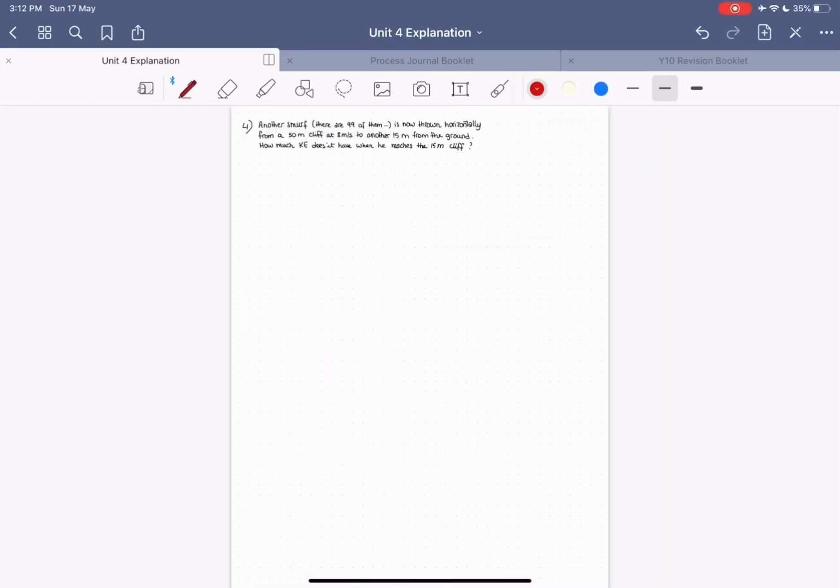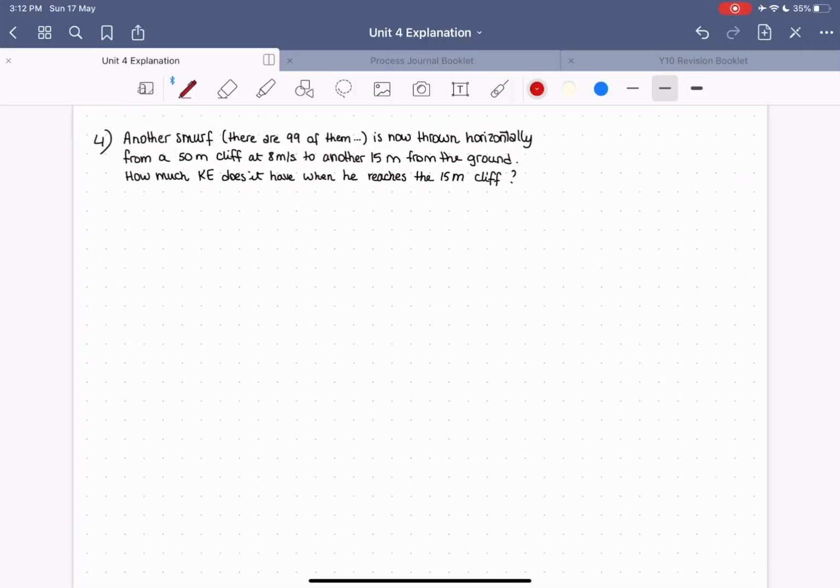Okay, now we have another Smurf that is thrown horizontally from a 50-meter cliff at 8 meter per second. So we have the altitude, we have the vi, and the cliff is 50 meters away from the ground. We want to know how much KE it has when it reaches the ground. So here we don't want to find the final velocity, we want to find the kinetic energy final. So once again, I like to make a drawing.